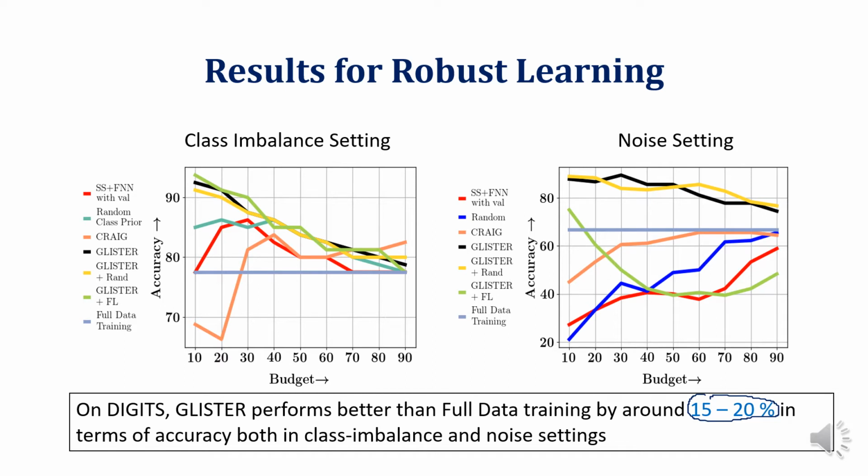There are of course now different variants. On the left is Glister plus facility location as a regularizer, whereas on the right hand side it's just Glister without the regularization.